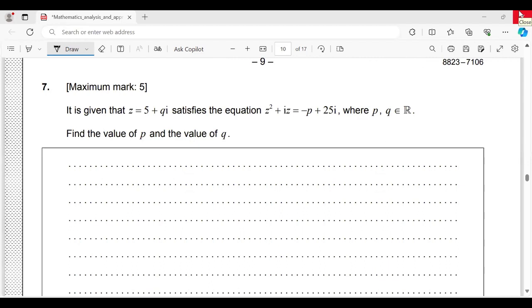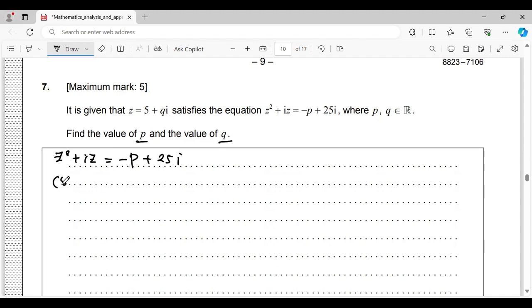Number 7, it is given that z equals 5 plus qi satisfies the equation z squared plus iz equals minus p plus 25i. Find value p and q. All right. I will substitute z into this equation. So that's equation z squared plus iz equals minus p plus 25i.